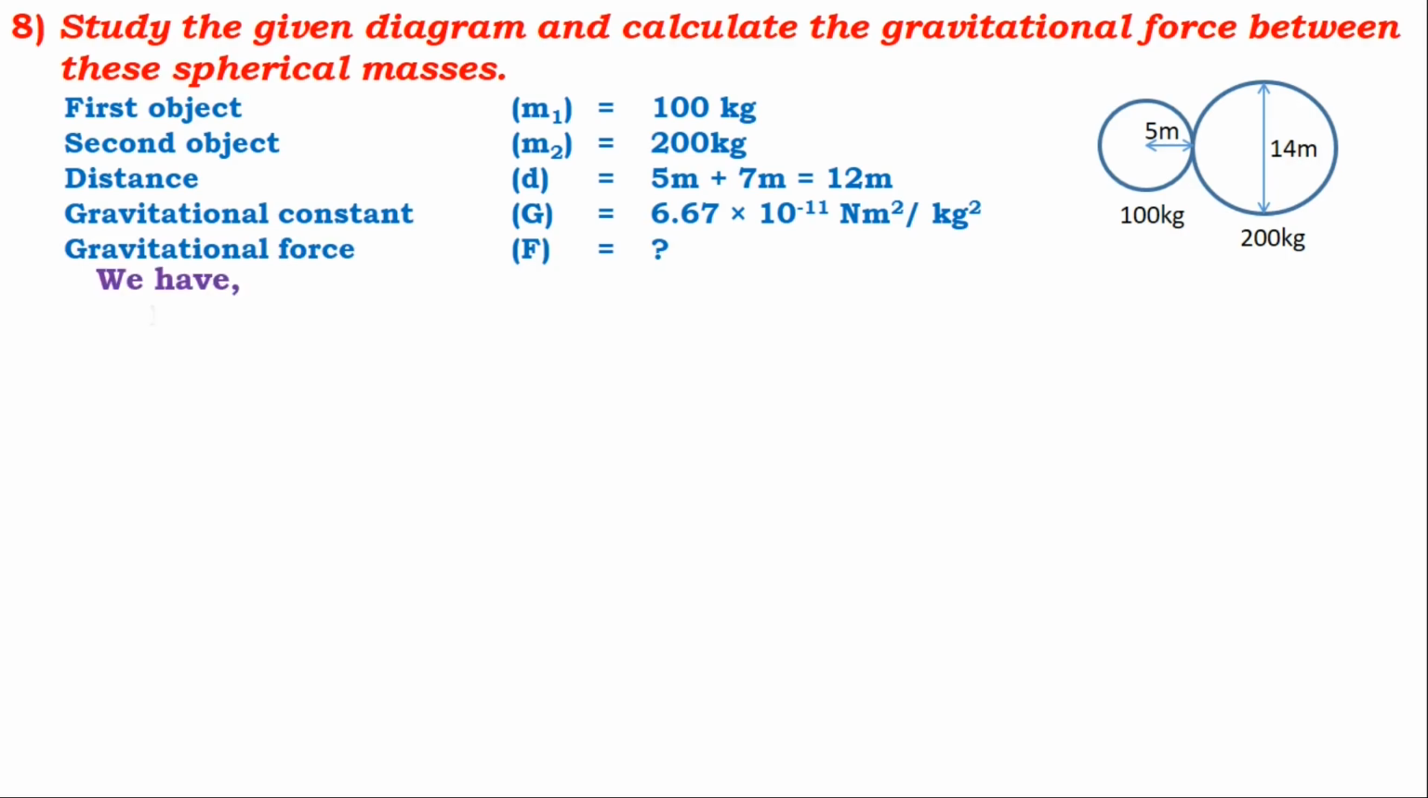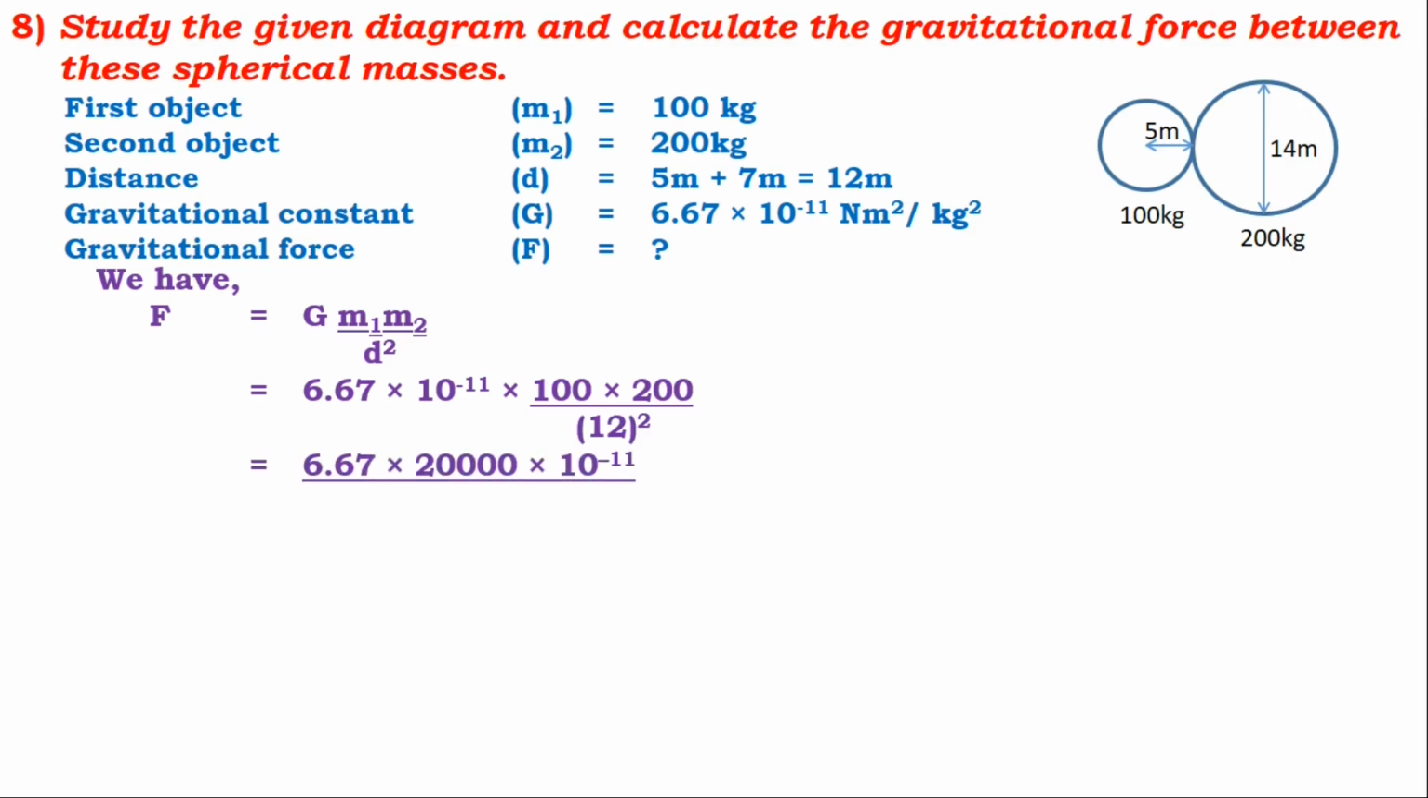Now we are using the same formula, F equals G m1 m2 by d square, and the value of G is 6.67 into 10 power minus 11, into m1 which is 100 kg, and m2 which is 200 kg, and the distance between them is 12 meter. That's why d square means 12 square. Now 6.67 into 200 into 100 becomes 20,000, and then 10 to the power minus 11. In the denominator, 12 into 12 is 144.